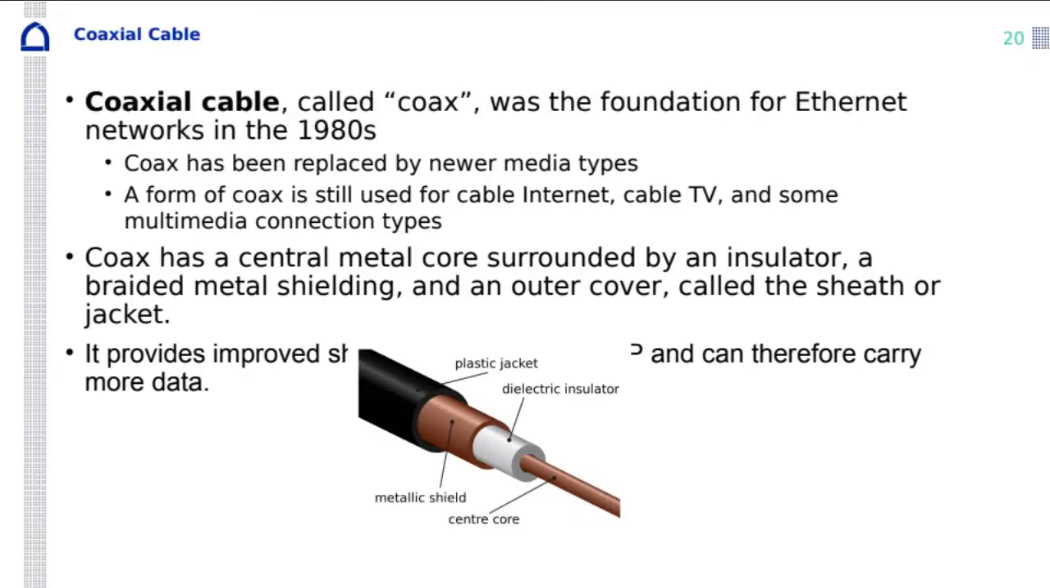It has a central metal core surrounded by insulator and then a braided metal shielding and an outer cover called the sheath or jacket. This is the jacket, the black one. This is the metallic shield. This is the center core here. And this is the insulator.